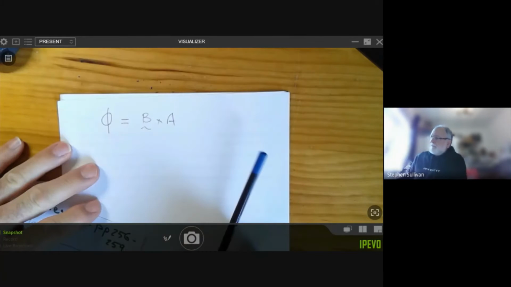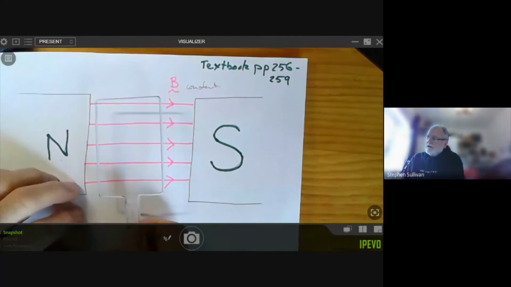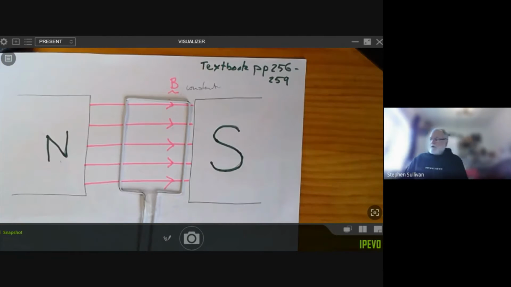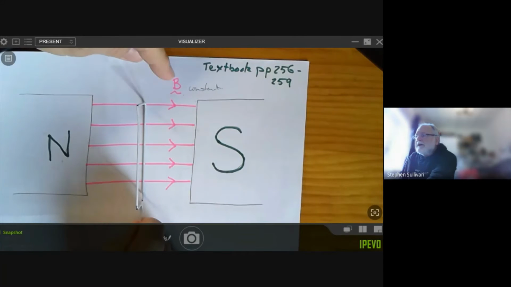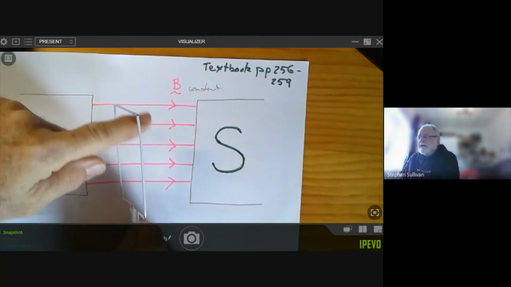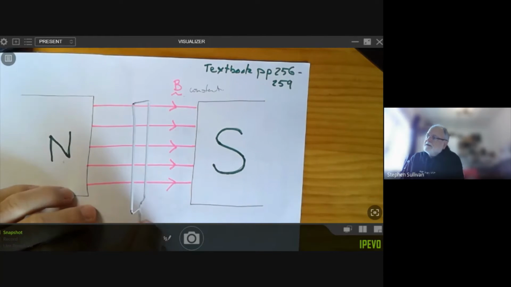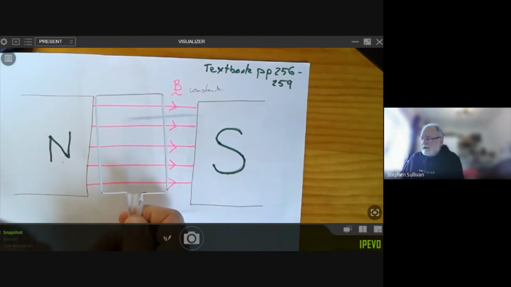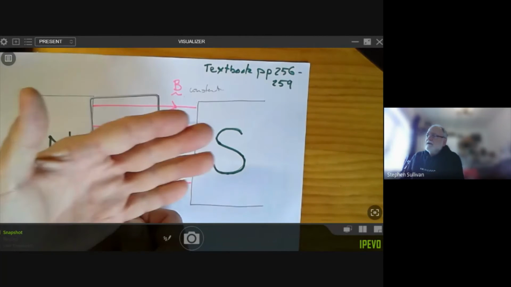So with my little loop here, what's the flux through my loop? The flux is the magnetic field strength B times the area of my loop. That's the amount of flux going through there when it's at a right angle to the field. When I rotate it through 90 degrees, through a quarter turn, through pi upon 2, now there's no magnetic field going through it. The flux is now 0.